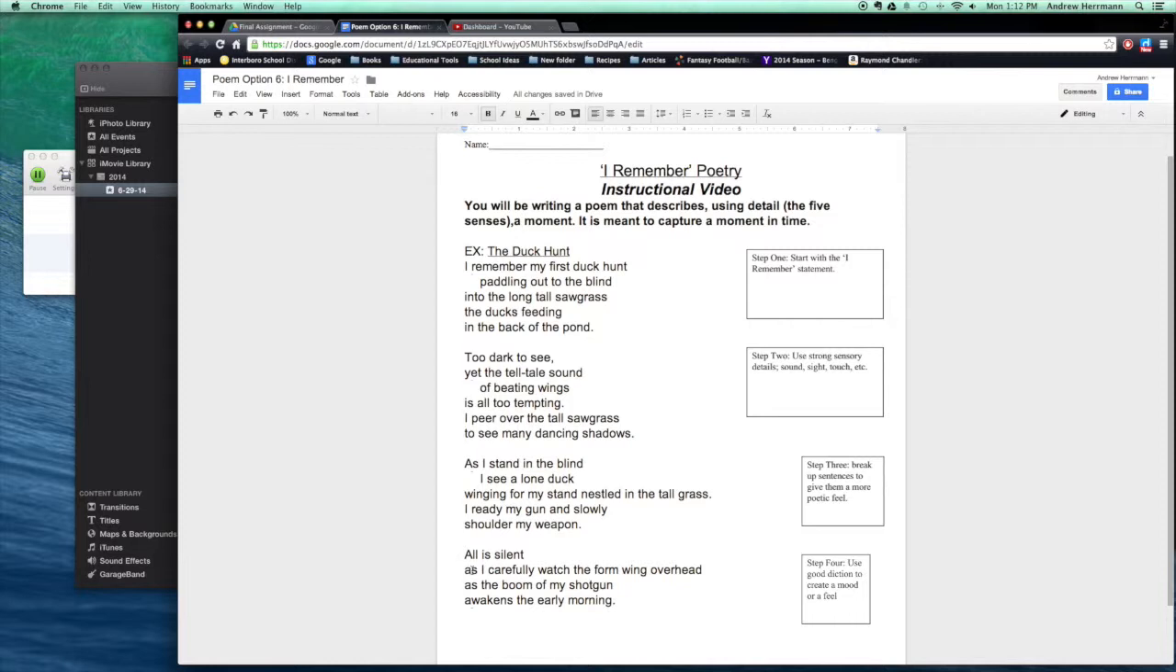All is silent as I carefully watch the form wing overhead as the boom of my shotgun awakens the early morning. Words like awakens and boom are examples of strong diction that make this ending come alive.